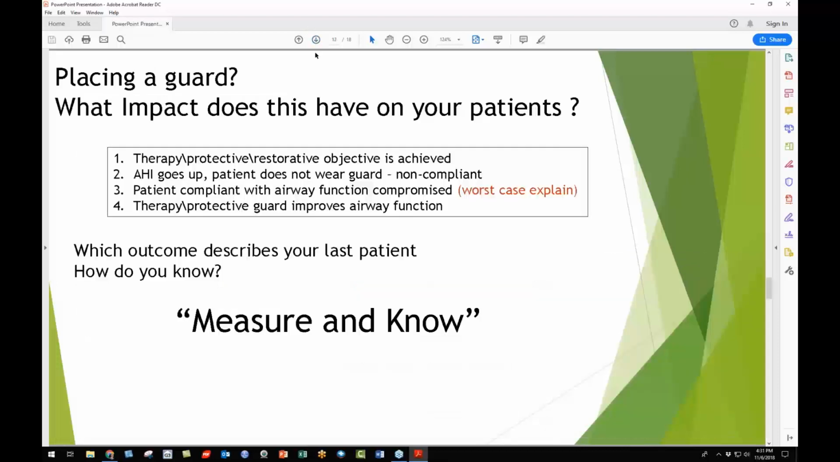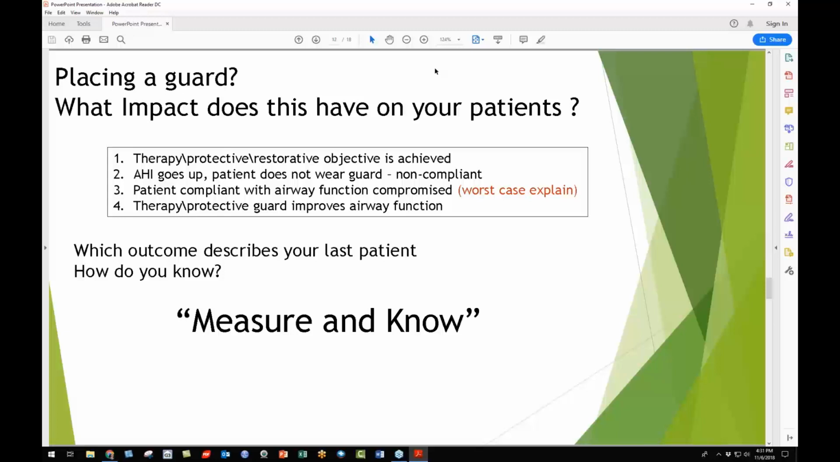So what's the impact? What are we going to do? What's going to happen when we place these guards in, okay? So, your therapy, protective, restorative objective is achieved. Like I said, in some patients, the guard has no impact on the airway, and your goal was to treat something or protect the dentition or whatever the case might be, and you've achieved that. My question to you is, how do you know that you've achieved it?